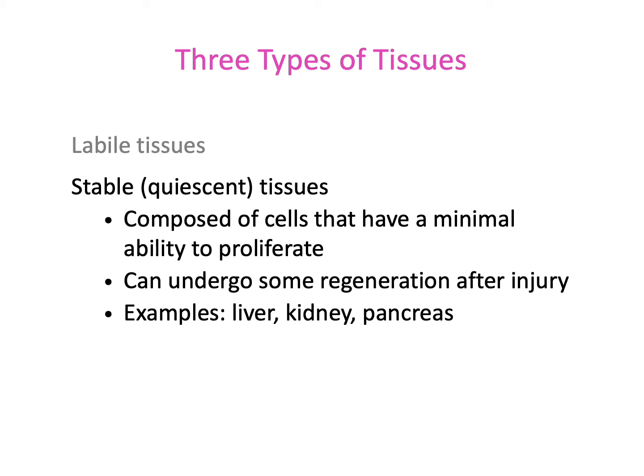So in stable tissues, you can have some regenerative activity after an injury. It's not typically as robust as you'd see in a labile tissue, but there is some ability to regenerate. So it's kind of a step down in terms of ability to regenerate from labile tissues. And some examples here: liver, kidney, pancreas. These are all composed of parenchymal cells that typically are just sitting there, not dividing, but you can encourage them to undergo proliferation after an injury.